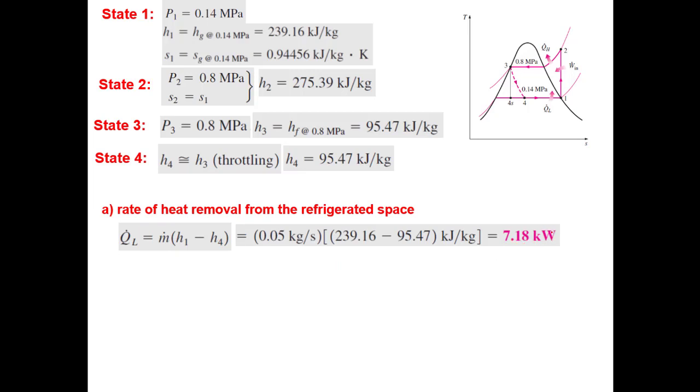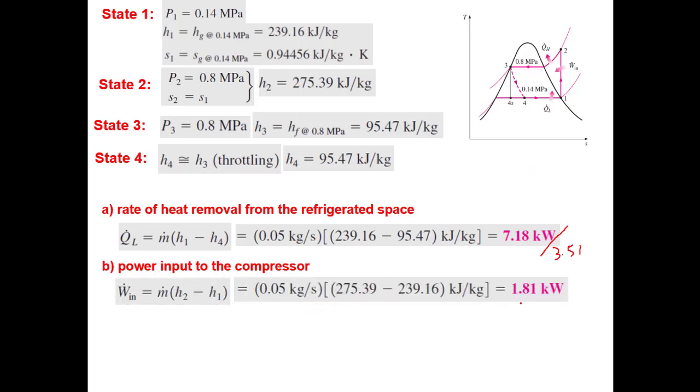We can also convert this in tons of refrigeration by dividing with 3.51 kilowatt. So then you will get tons of refrigeration. But that's not required in this problem. And part B is to calculate the power input to the compressor. So the power input to the compressor, this is the compression process. That means H2 minus H1 times the mass flow rate of the refrigerant. So we can calculate this. That's equal to 1.81 kilowatt of input required for the compressor.